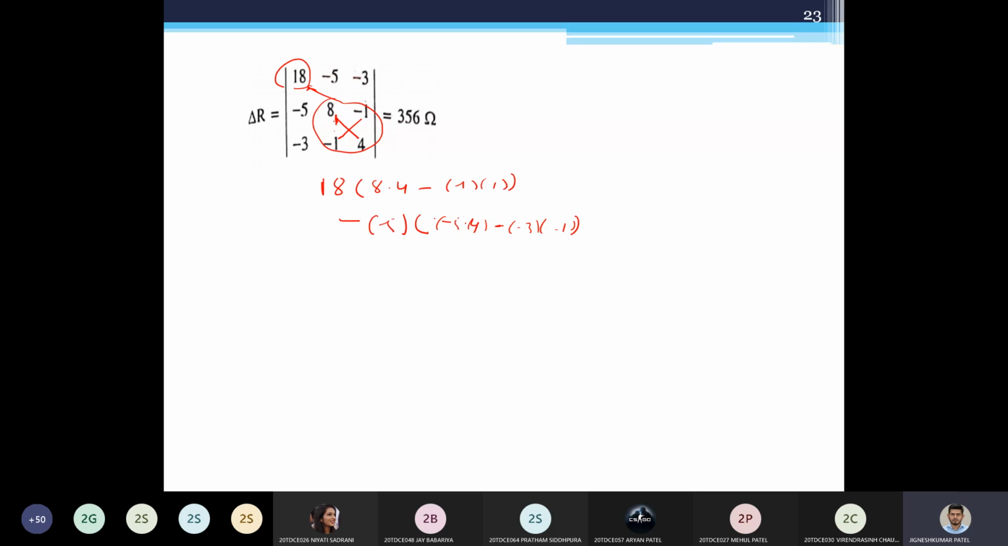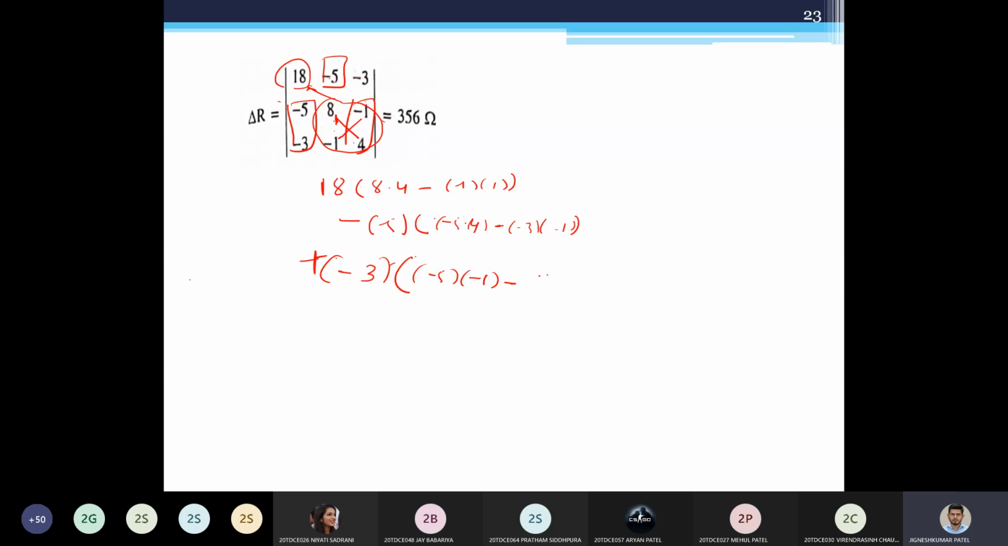So for the second term, I'll take this 2. So minus 5, 5 into 4 and 3 into 1, but along with the sign. So minus 5 into 4, that is minus 20. Minus 3 into minus 1, that is plus 3. But there would be minus in between. So this is the other term, and the third term is minus 3. There will be a plus sign ahead, but minus 3 into minus 5 into minus 1.